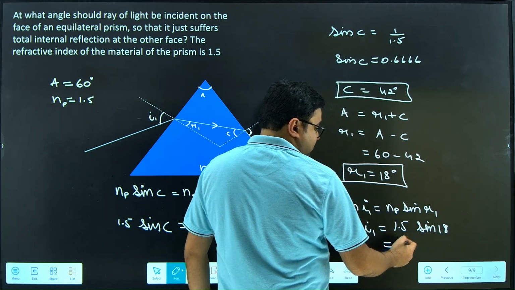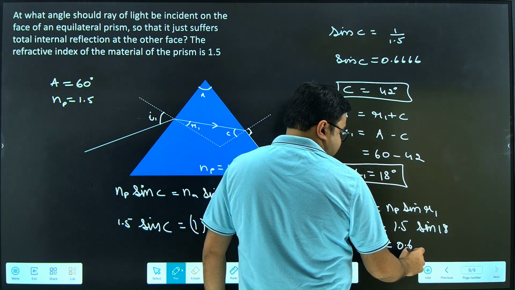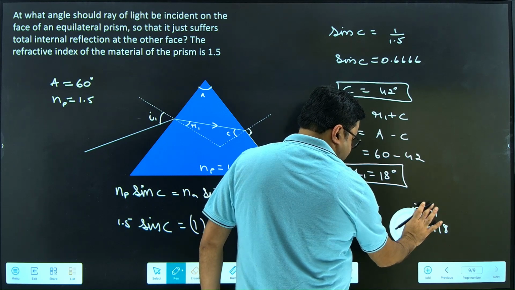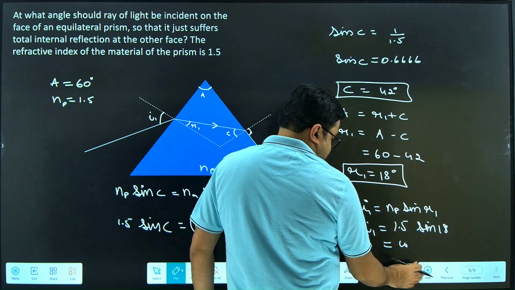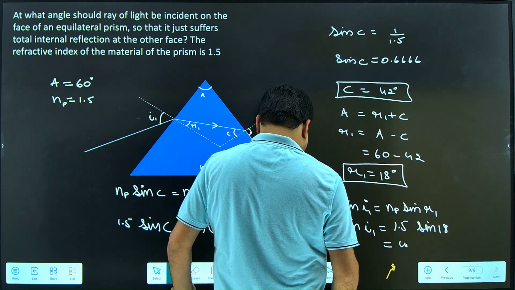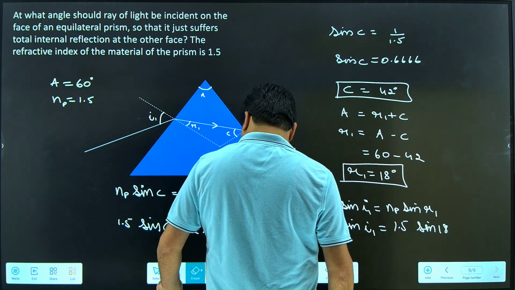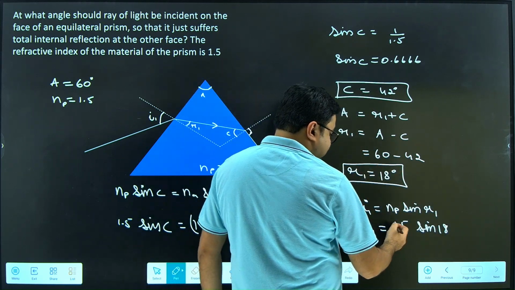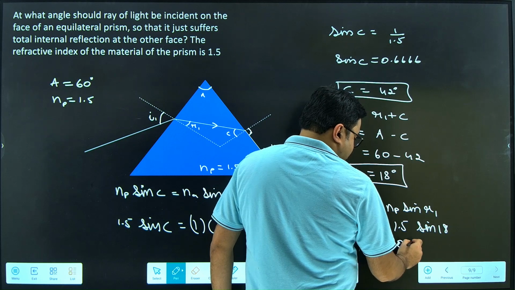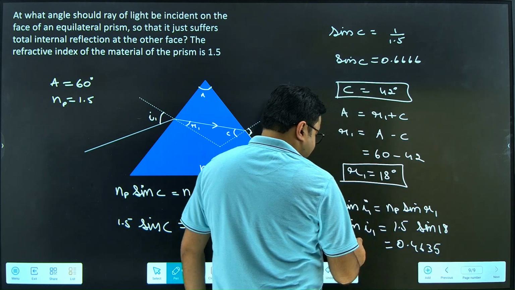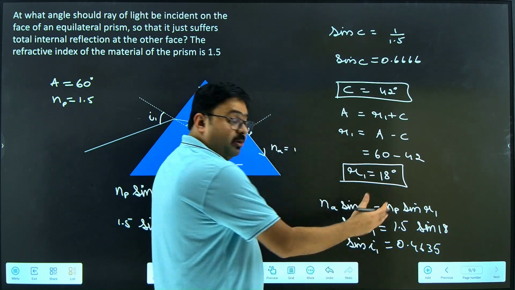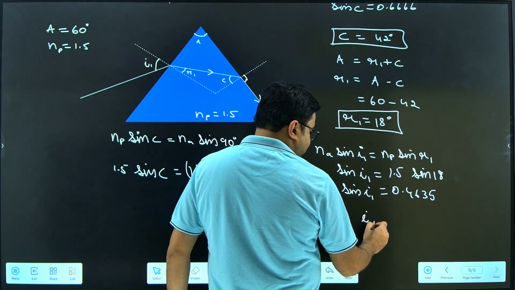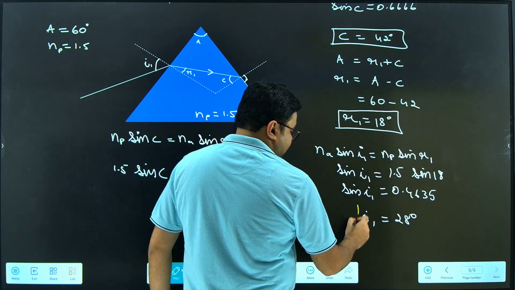The product turns out to be 0.4635. Oh, this is 1.5. I'm so sorry. I think quite a few things went haywire. All right, there we go. So we have the product with sine 18 degrees. You have to use the Clark's table and get the answer. Multiply this, and this turns out to be 0.4635, and sine inverse of 0.4635 is going to be somewhere near 28 degrees, and that's your answer.